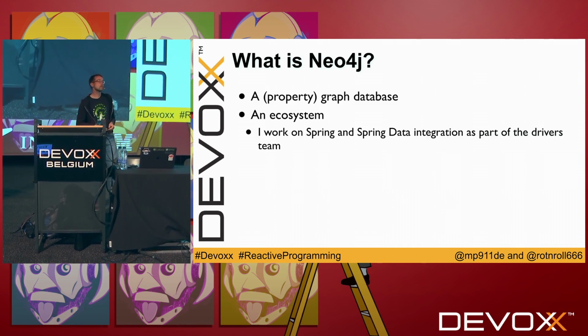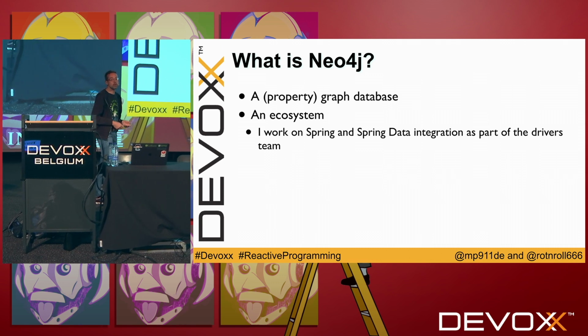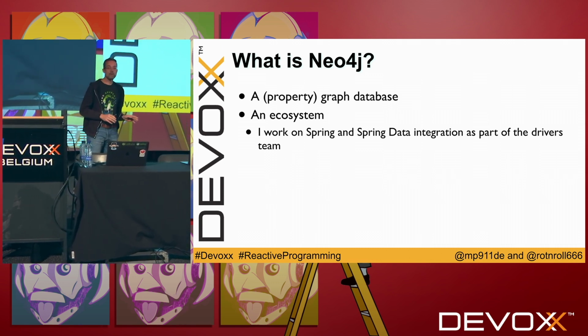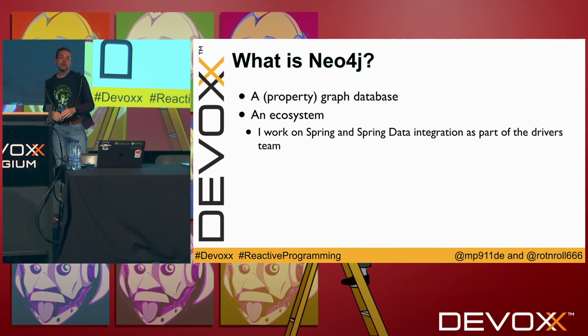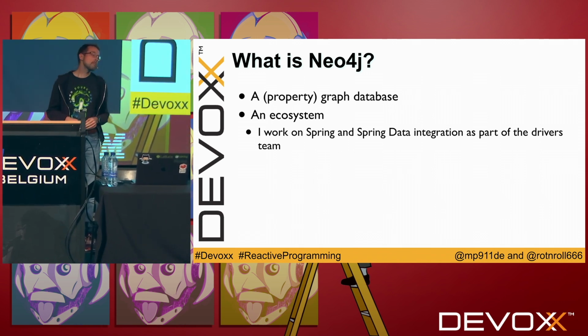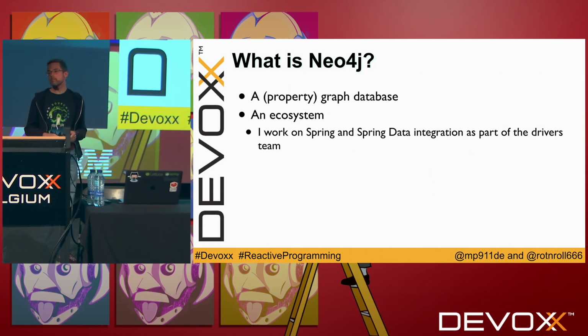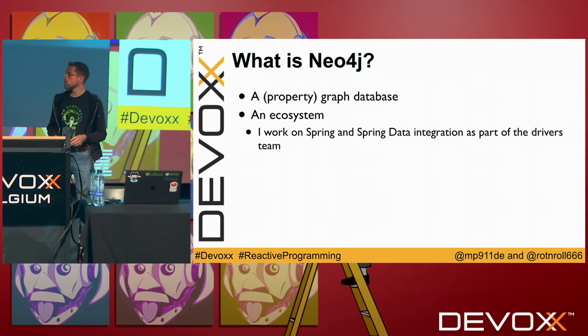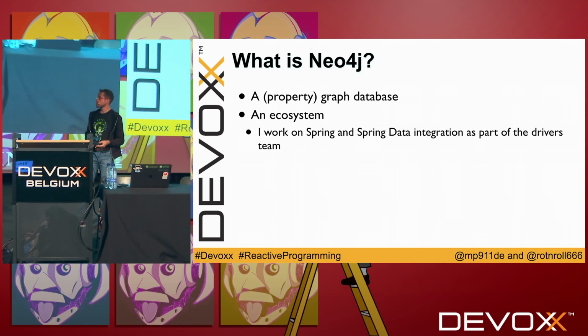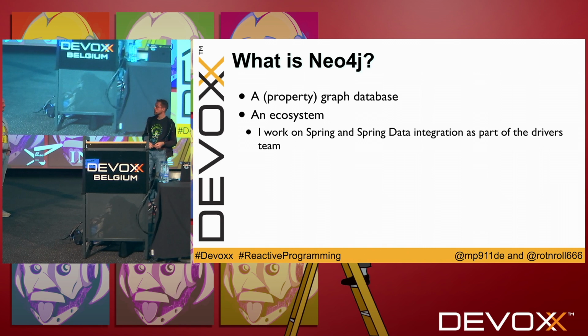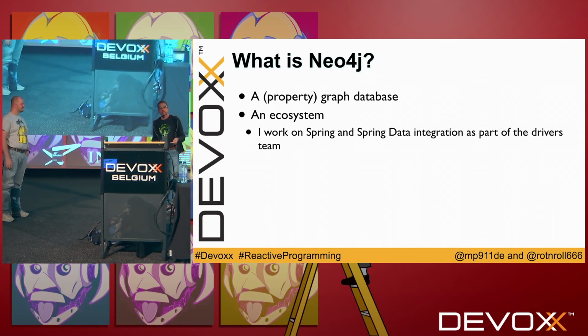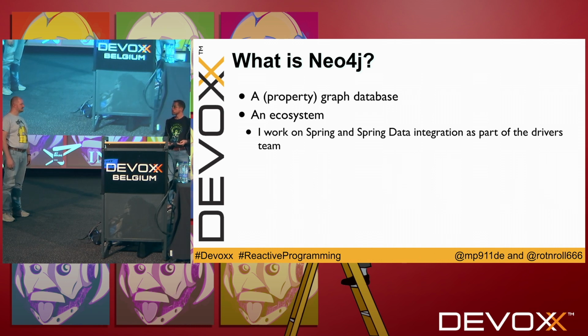Neo4j is a database. It's a graph database, and it is a so-called property graph database. Don't worry, I'm not going to bore you too long with the details. Neo4j is also an ecosystem. I personally work on the Spring Data team at Neo4j. I see Mark as friend and colleague, but he works at Pivotal, the Spring Data team. But we happen to work a lot together on that stuff, and I can tell the story from a vendor side implementing on reactive streams and on reactive Spring Data Neo4j, and I find that story quite interesting.